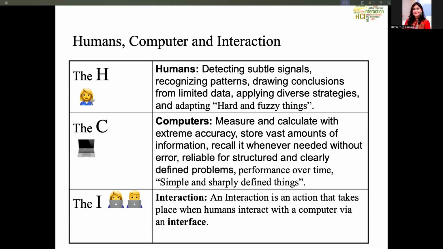Now, three players in HCI: the human, the computer, and the interaction itself. The human brings psychology, our memory, attention, habits, etc. The computer brings speed and rules. And interaction is the bridge. So let's try to tell your pet dog to do taxes. Can he do it? It wouldn't work, right? That's why we need an interface to translate between two very different worlds.